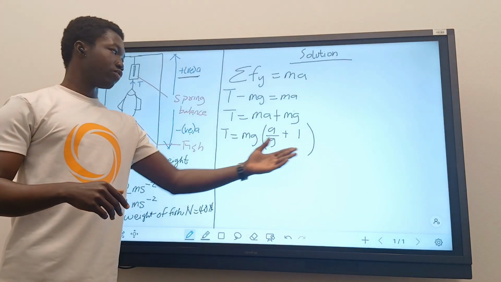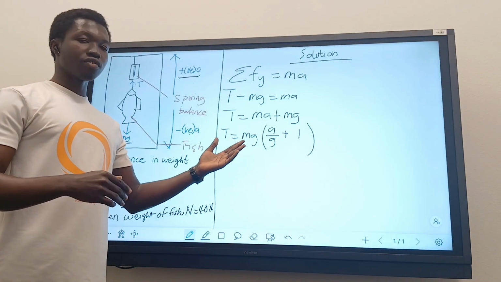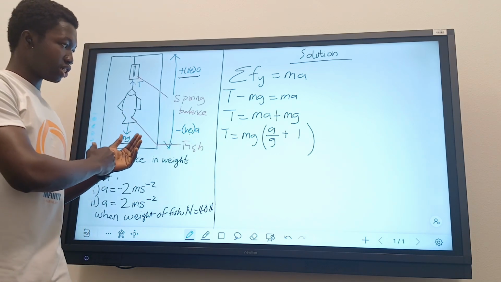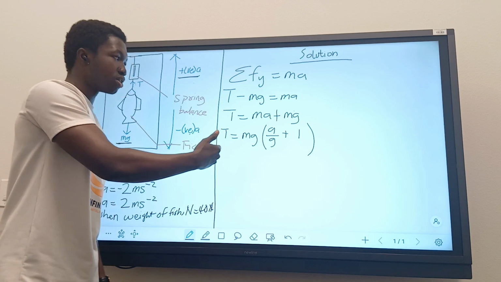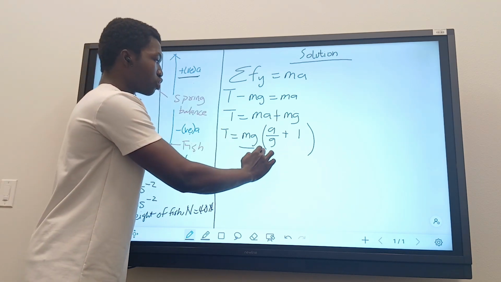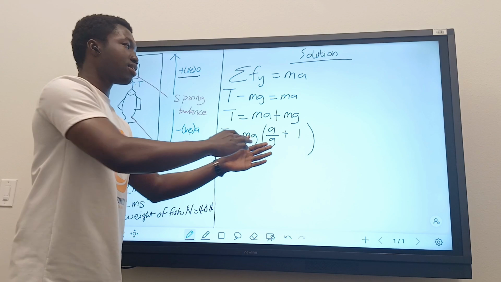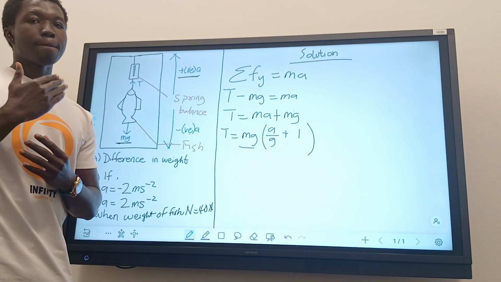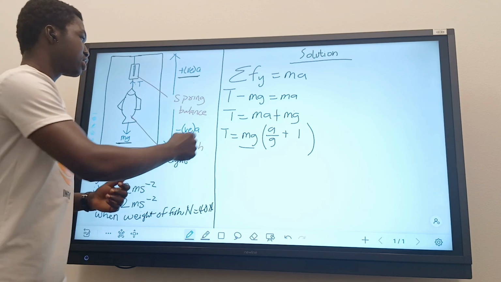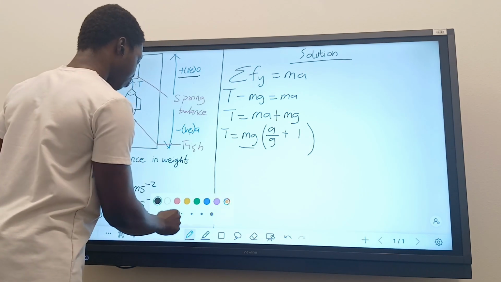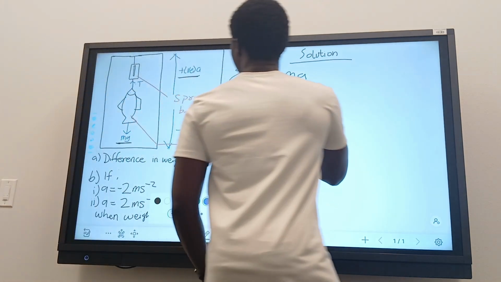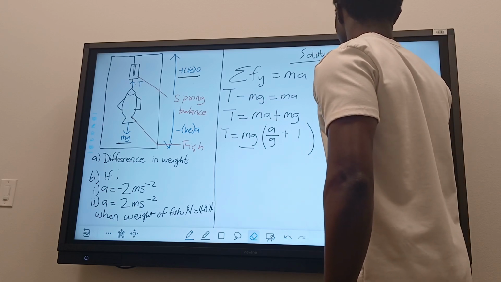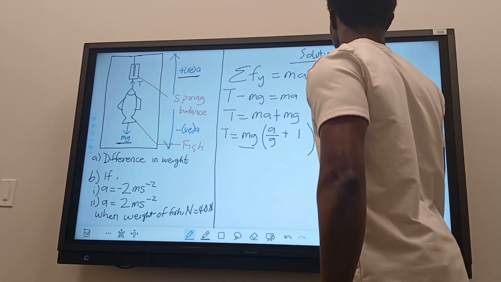Now, this is what we've gotten. As I said earlier, the weight of the fish is proportional to its tension. So we can see the proportion here. Now we've gotten the weight here, and we've also gotten an expression here, which will account for the difference in the weight of the fish. Now, this is for the first part, if the elevator moves upwards.